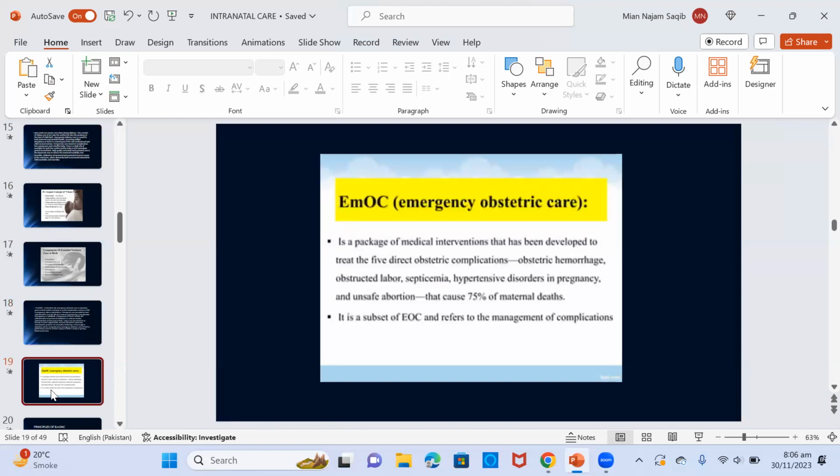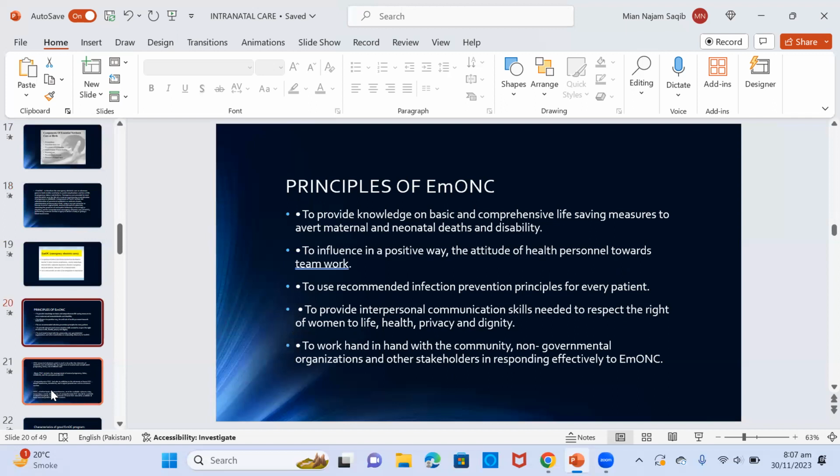EmOC is a package of medical interventions that has been developed to treat the 5 direct obstetric complications, which include obstetric hemorrhage, obstructed labor, septicemia, hypertensive disorders in pregnancy, and unsafe abortion, that cause 75% of maternal deaths. It is a subset of emergency obstetric care and refers to the management of complications.